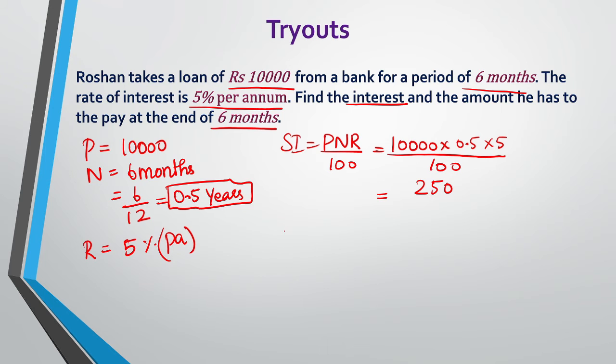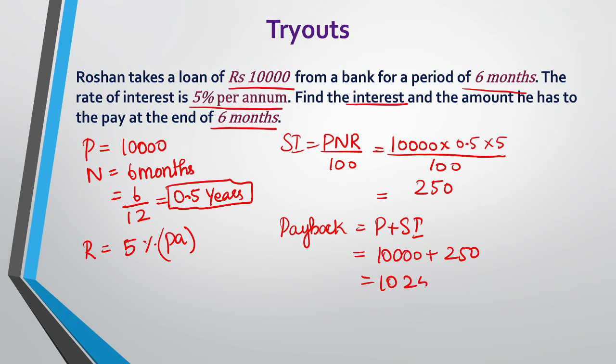We also have to find the amount he has to pay at the end of 6 months. So payback, which is equal to P plus SI, which is principal plus the simple interest. P, we know that it is equal to 10,000 plus 250. It is equal to 10,250. So Roshan has to pay rupees 10,250 at the end of 6 months.